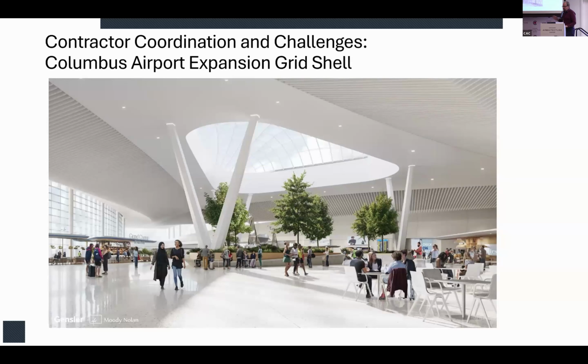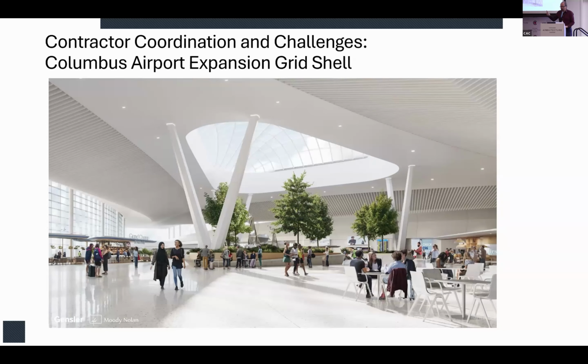Another example here, I'm going to shift gears from that architectural engineering collaboration and talk more about getting things through the contractor side, okay? So this is a much more recent project that I worked on at Thornton Tomasetti, where we're looking at a grid shell that's covering part of the Columbus Airport expansion, okay? In this case, the architects basically gave me carte blanche to come up with ideas for this. In that case, the collaboration was fantastic, right?